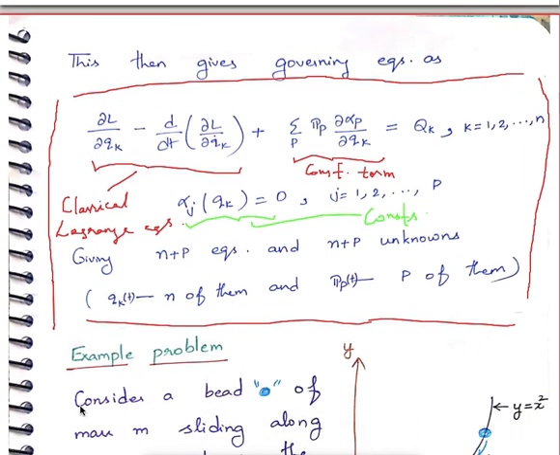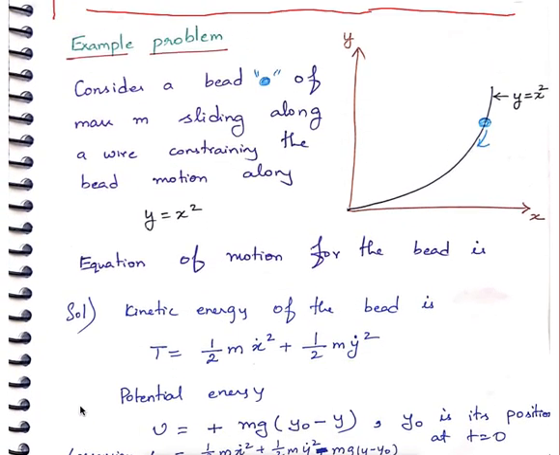Now, there is one problem I am putting over here. Why don't you do it by yourself now? There is a wire which exists in the xy plane. This is x, this is y. The equation of the wire is y equals x squared. There is a bead which has a hole and it is sliding on this wire. Neglecting friction, derive the equations of motion for this bead. Please do this by yourself.